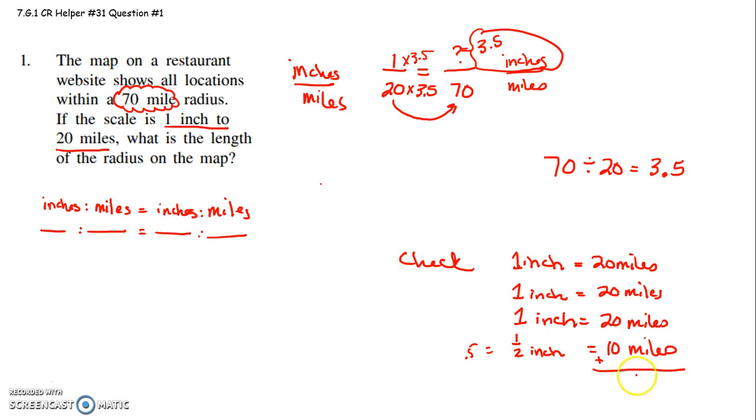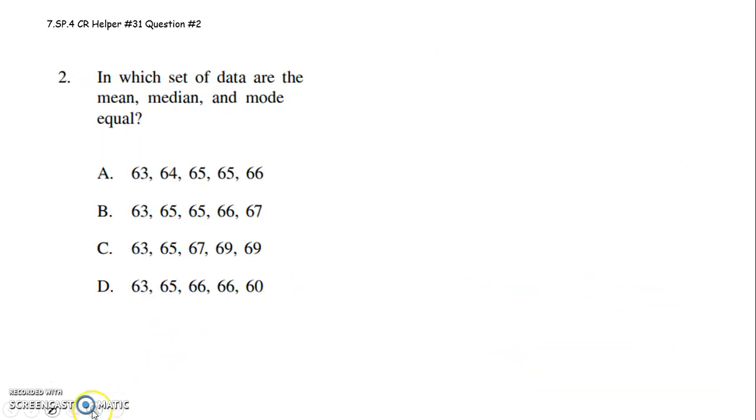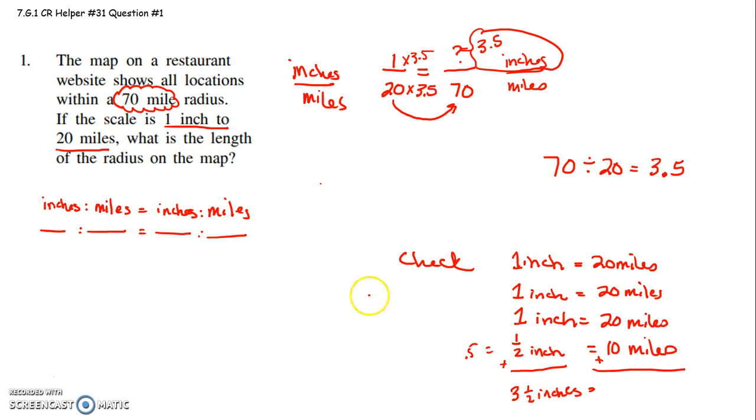And if I add all that up, on this side I get 3.5 inches, which would be the same as 20, 40, 60, 70 miles. That's just a little check for yourself, but that would work. And you could have set it up this way. 1 inch is 20 miles. How many inches is 70 miles? Again, you would be multiplying this by 3.5 and then multiplying that by 3.5. Any of the above methods work. I hope that helps.